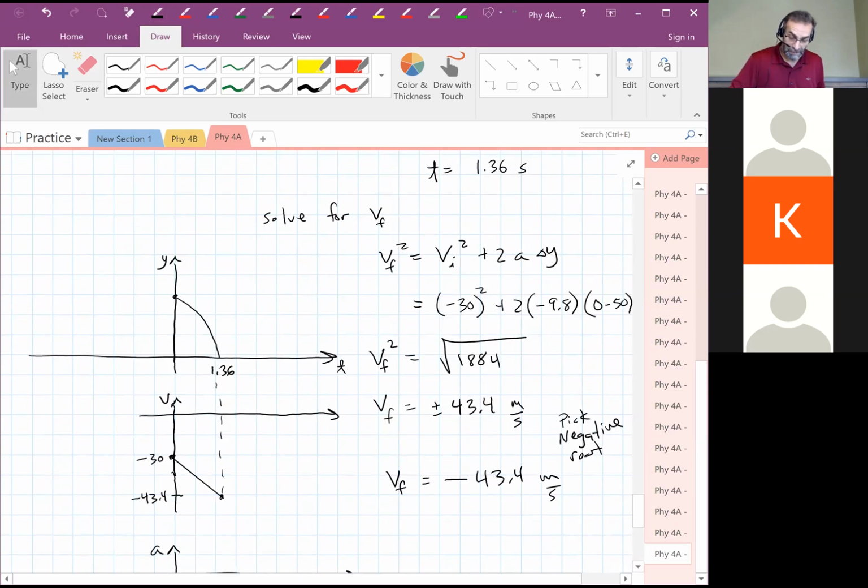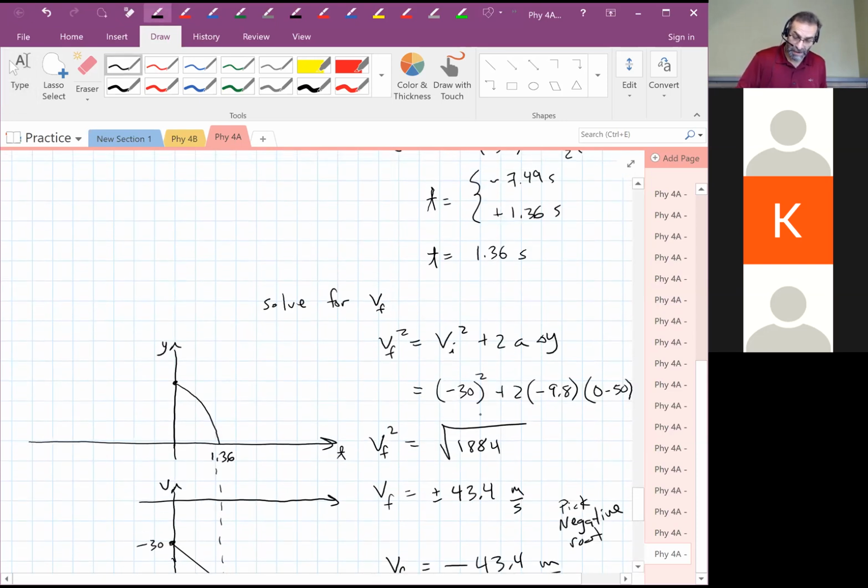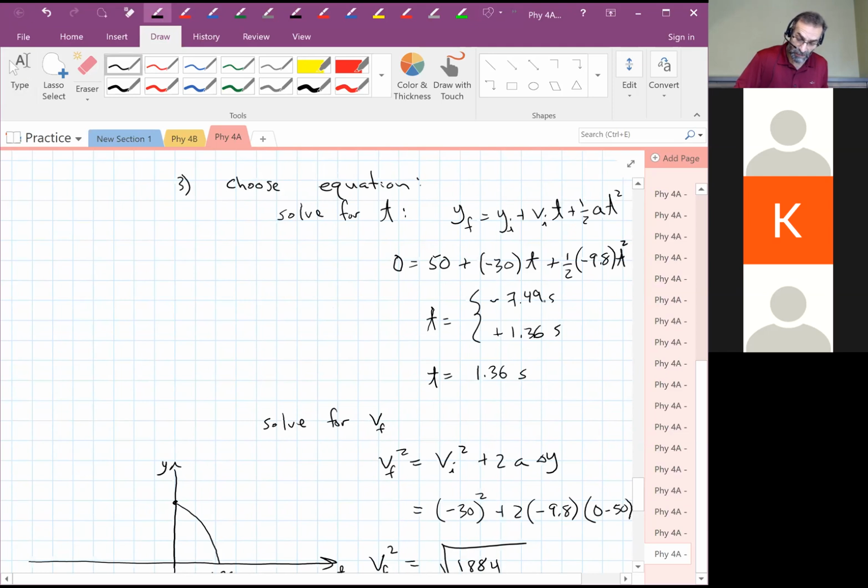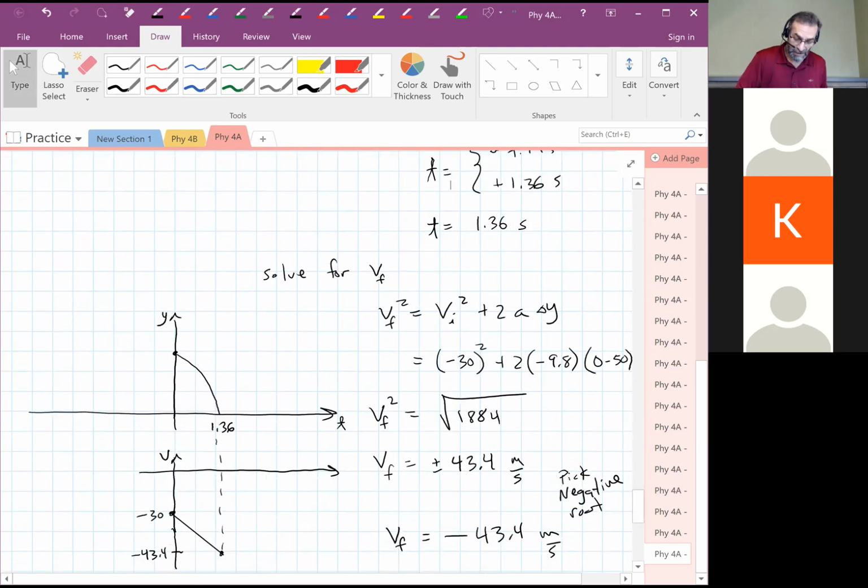So why does the equation come up with this negative 7.49 seconds? Because it's filling in the curve here. It says, well, I know this curve has to look like a parabola. When I plot y versus t, it has to look like a parabola, so I'm going to just fill this in. And where does it hit 0 back here? At negative 7.49 seconds.